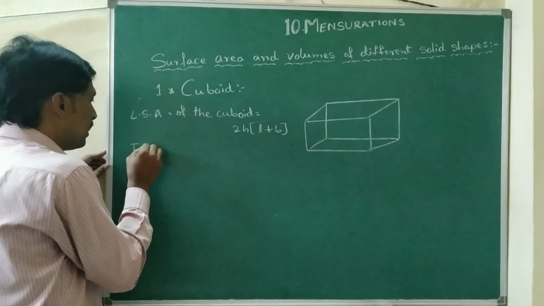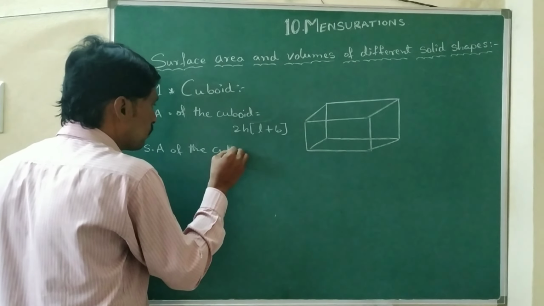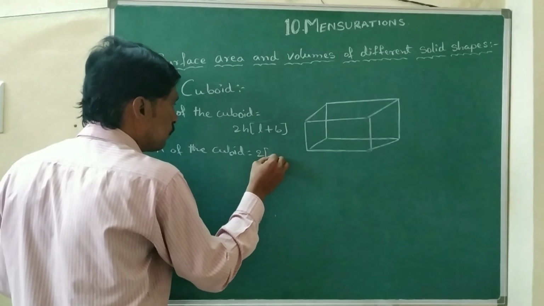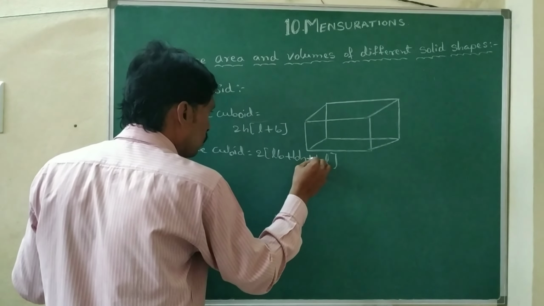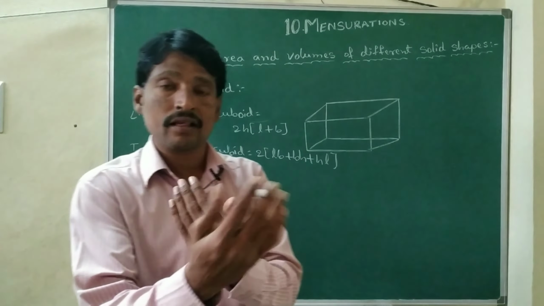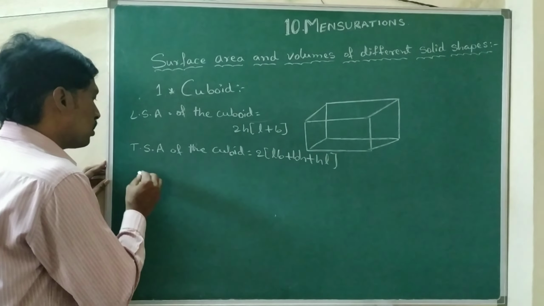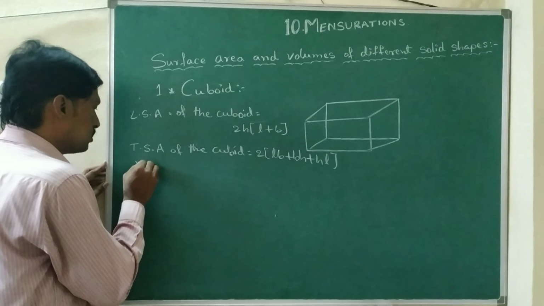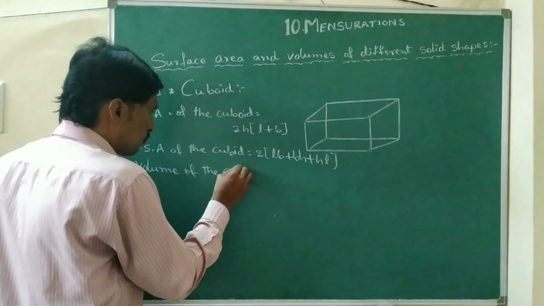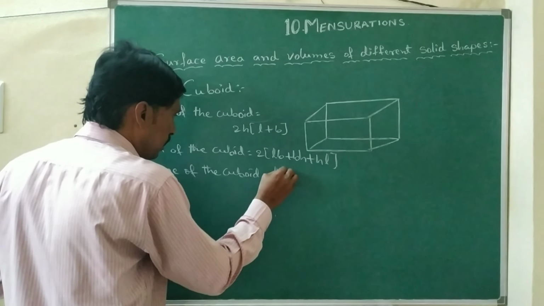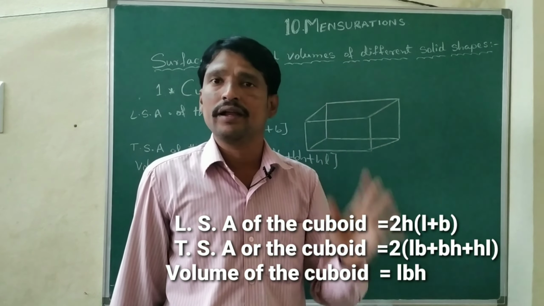So TSA, total surface area of the cuboid, equals 2 of (lb plus bh plus hl). Total means that along with these four sides we are including the top and bottom also, that is TSA, total surface area of the cuboid. Next, volume of the cuboid equals lbh. So in a cuboid, as already discussed, length, breadth, height are different.